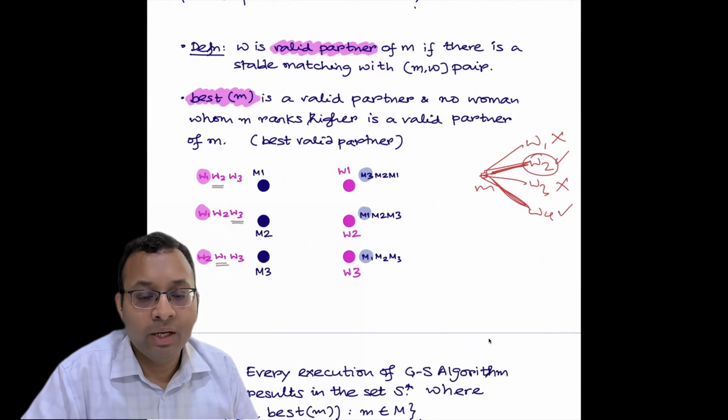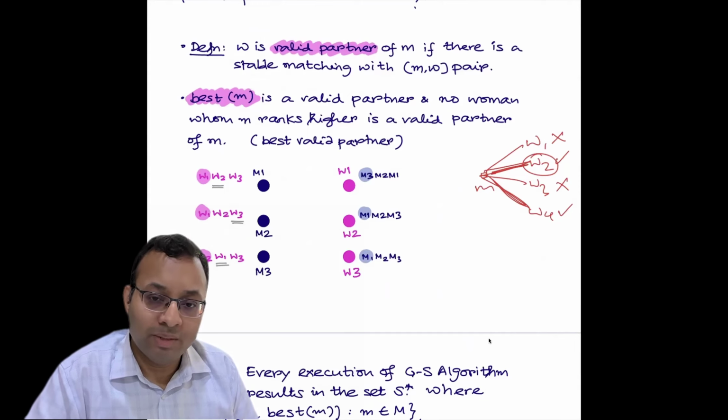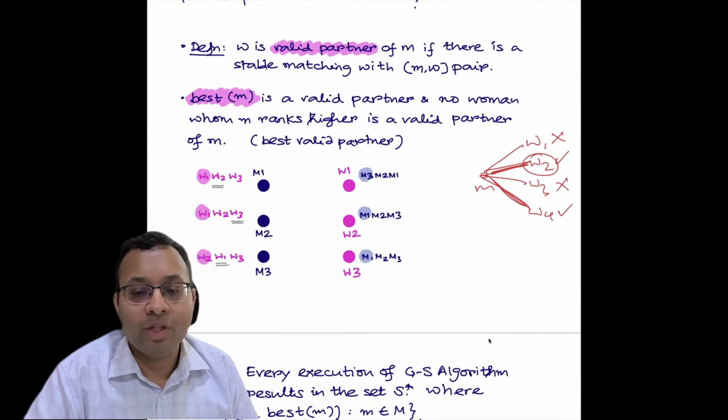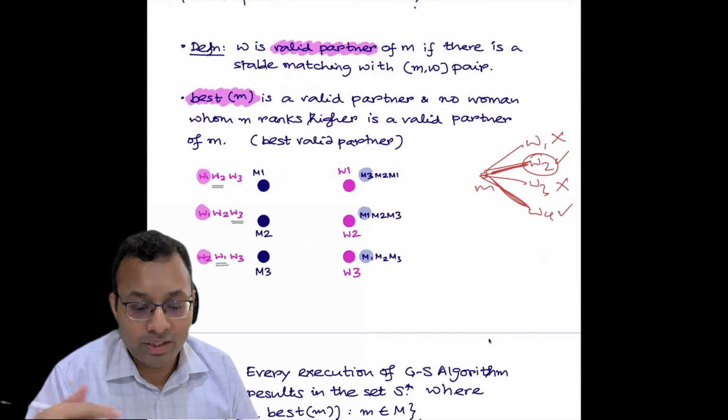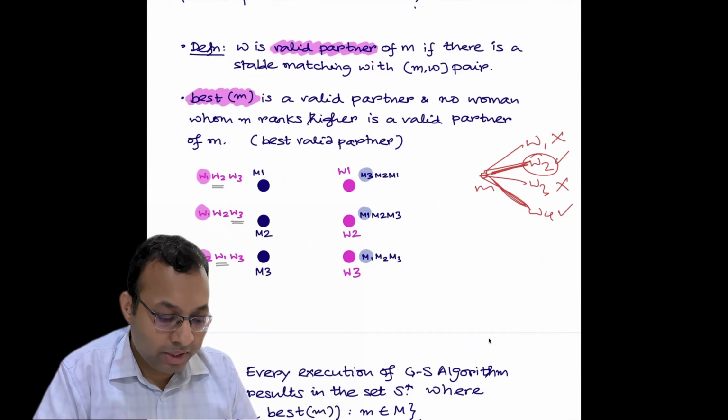And what we are saying is that if M gets W1, then it is not stable, because it's not part of any stable matching. But among all possible stable matchings, whatever is the best possible partner he can get, he will always get that partner. So let's go over one example.